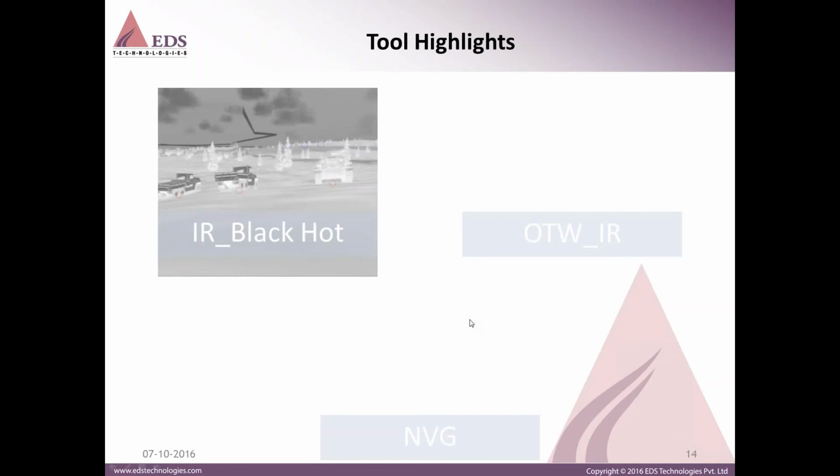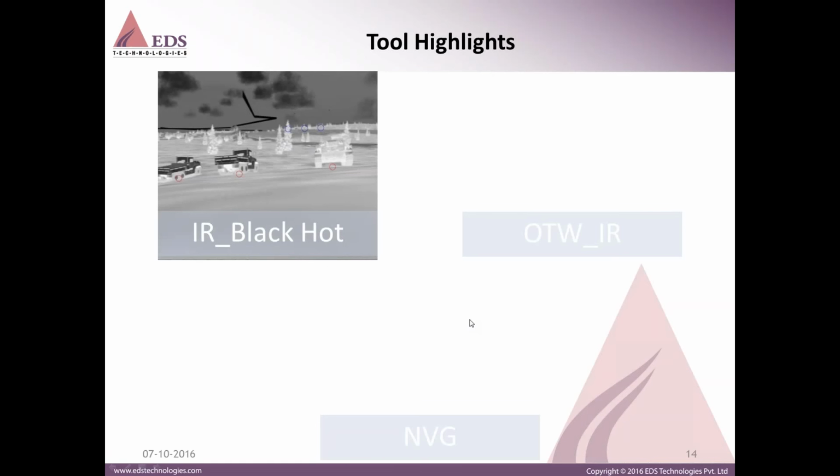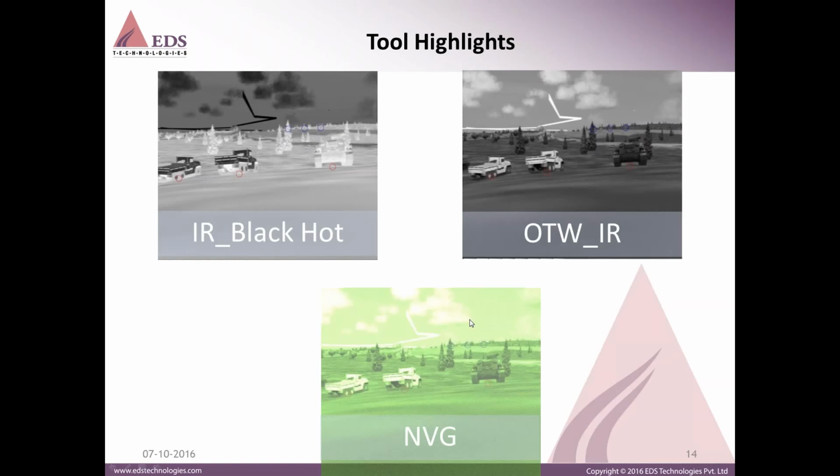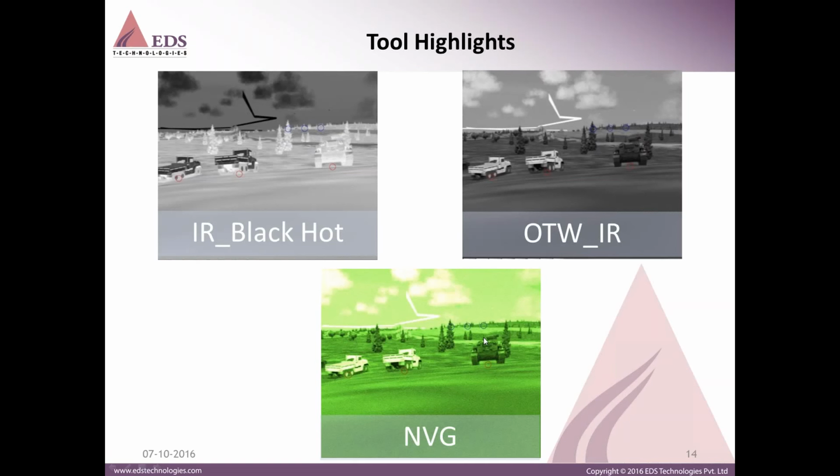In VR-Forces, we have three observation modes: IR black, out-the-window, infrared, and NVG. VR-Forces includes this observer mode with sensors enabled, like out-the-window, NVG, and IR black, and displays can be configured for blur, noise, and gain. Blur is for the sharpness of the image, noise is the graininess of the image, and gain is to increase the contrast and brightness of the image.